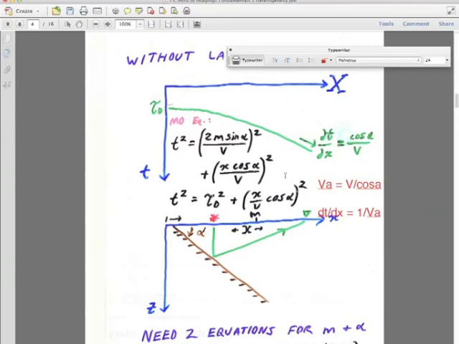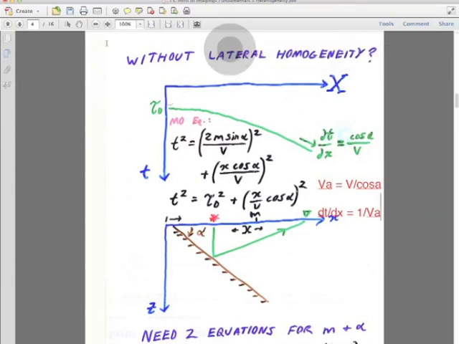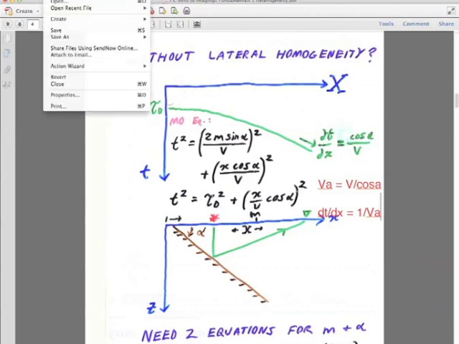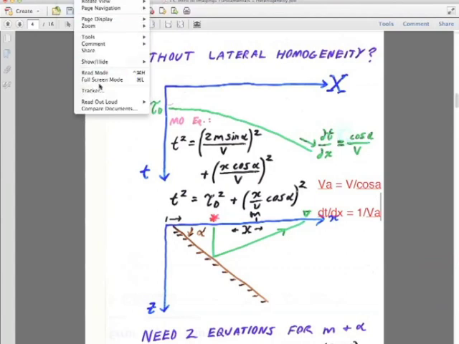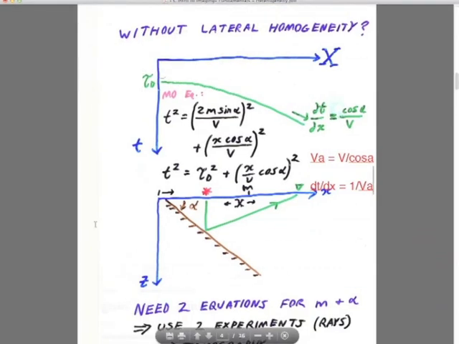Okay, so that's where this apparent velocity comes in. The hyperbola is now asymptotic to this apparent velocity instead of being asymptotic to the real velocity, and this apparent velocity depends on the dip, right? Because alpha is the dip.